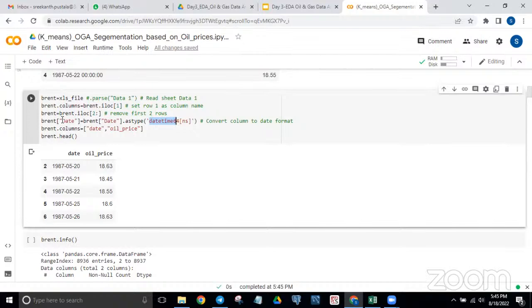So I am creating a new column, that is date, and I am taking all of it. Now you can see the conversion.